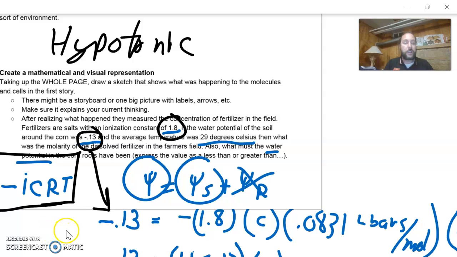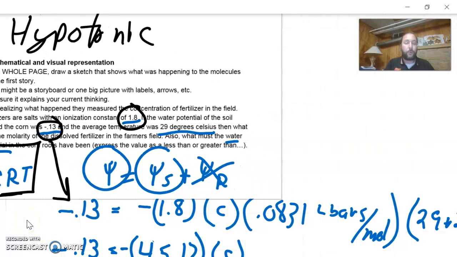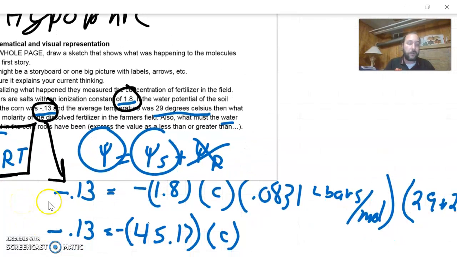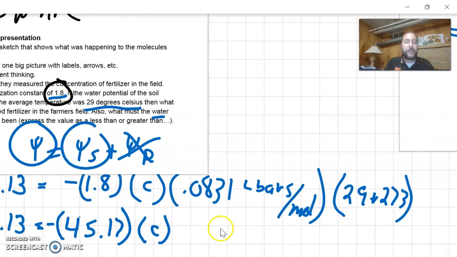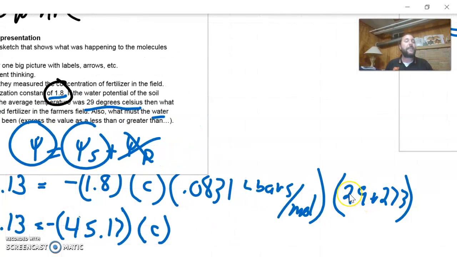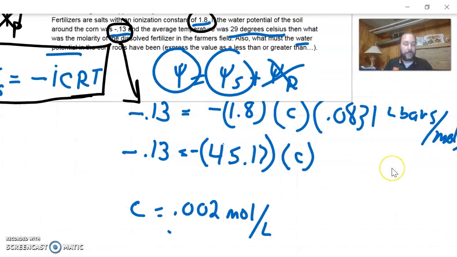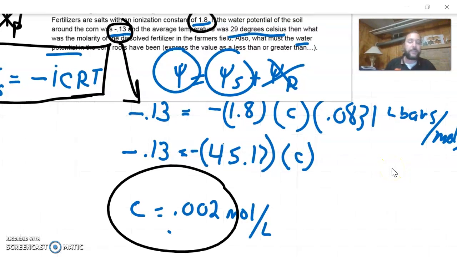The R is just a given value. It's 0.0831 liter bar per mole Kelvin. Again, that's just in the equation. And then for the temperature, you have to add the temperature in Celsius to 273 to find the temperature in Kelvin. It's just sort of algebra, and you'll come up with an answer that looks like that. That's the water potential of the soil.